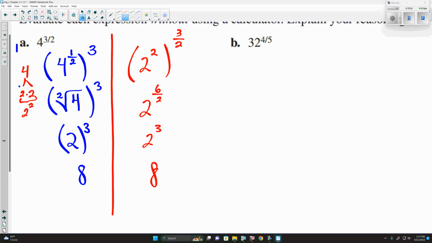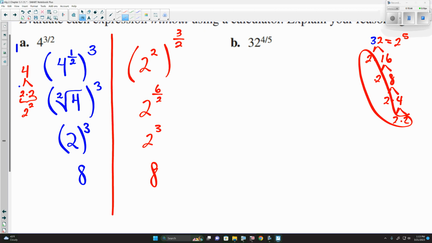32 to the 4/5. Well, 32 is what? 2 times 16, 16 is 2 times 8, 8 is 2 times 4, and 4 is 2 times 2. So how many 2's do we have? 1, 2, 3, 4, 5.